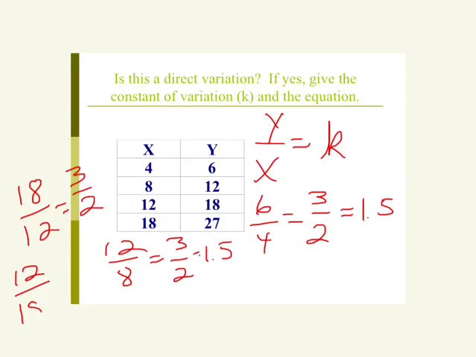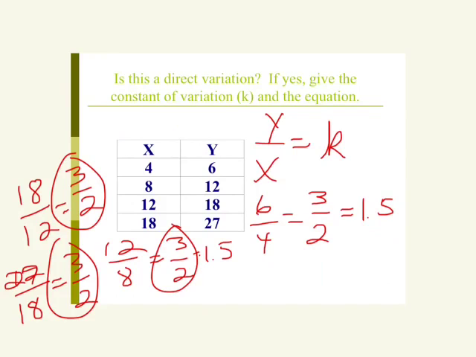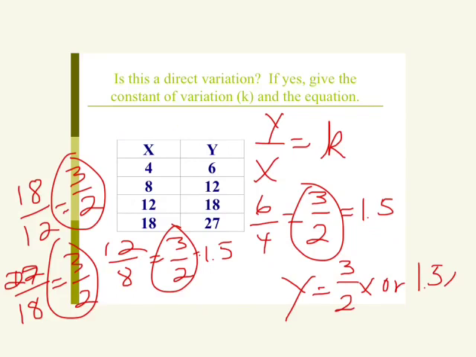And 27 over 18, both divide by 9, which again would be 3/2. Since all these are the same, this is a direct variation, and the equation would be y equals 3/2 times x, or you could have 1.5 times x.